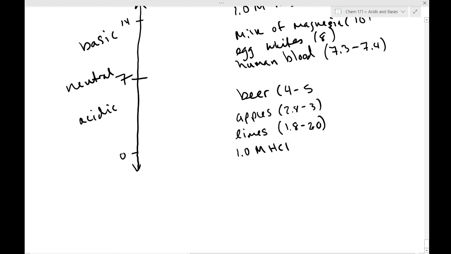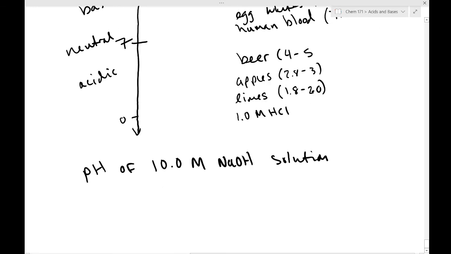Let's calculate together the pH of a 10.0 molar sodium hydroxide solution. Now this is an extremely concentrated solution, but it's certainly possible to make NaOH up to 10 molar. This is not a weird solution to be made in the least. You can definitely make this. Let's calculate what the pH of this will be.